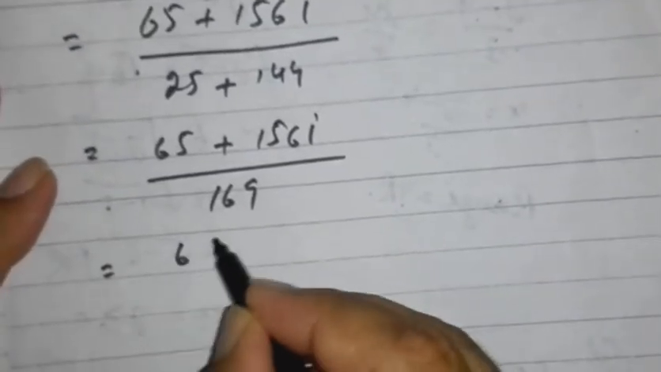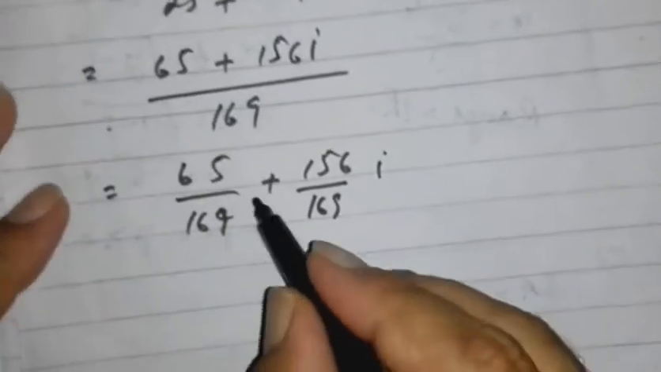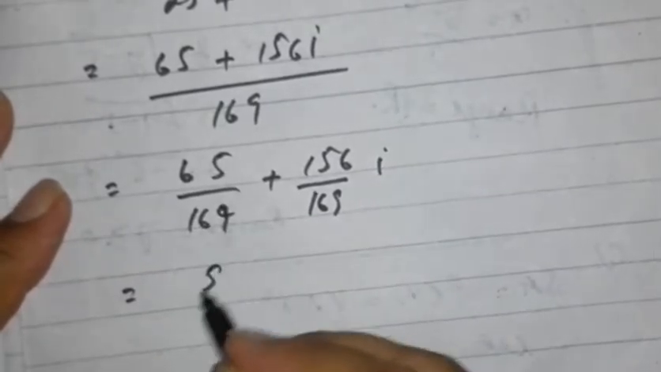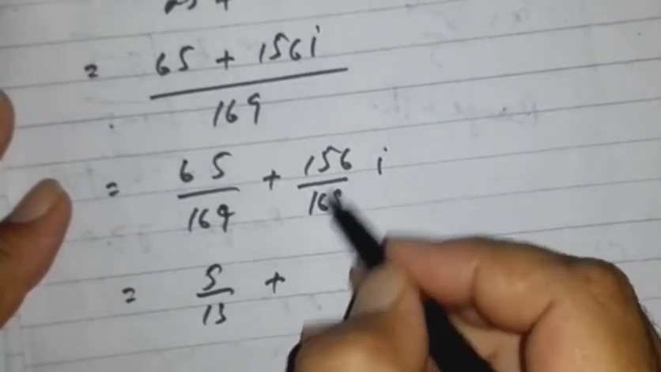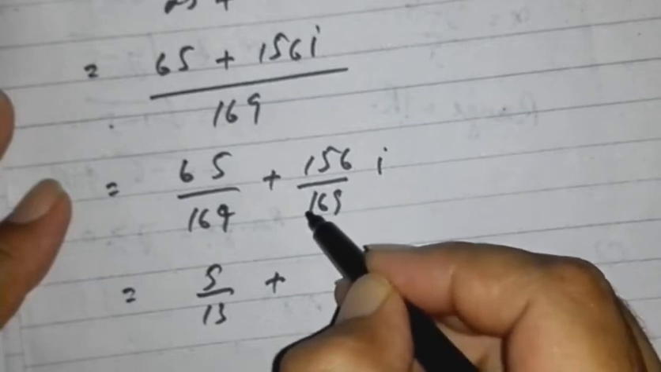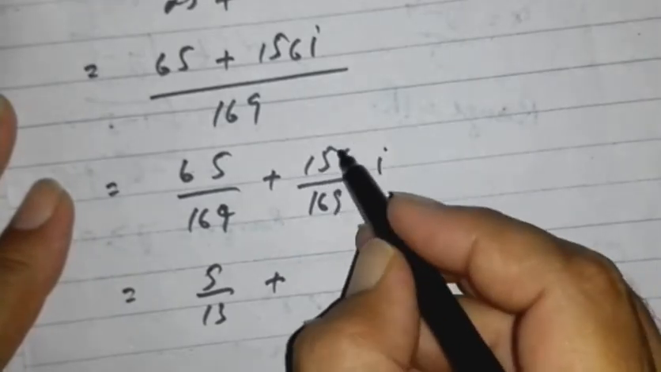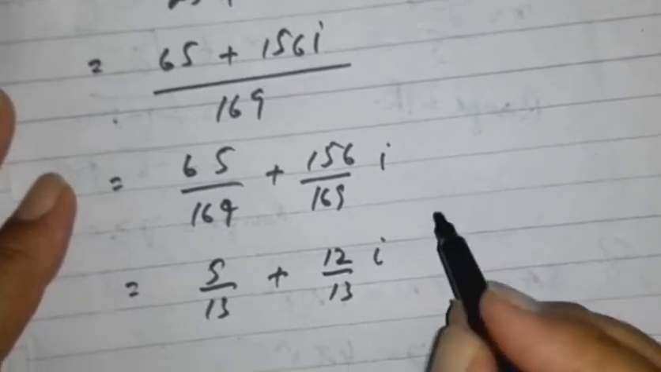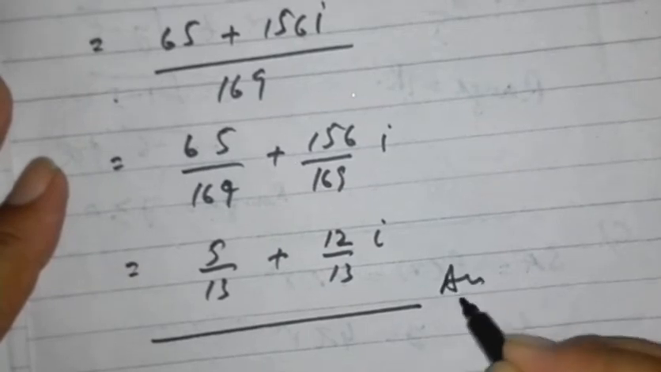So we can write it 65 divided by 169 plus 156 divided by 169 iota. Now we can simplify it. 13 5s are 65 and 13 13s are 169, so 5 by 13 plus, here 13 12s are 156 and 13 13s are 169. So here we get 12 divided by 13 iota. It is in the A plus B iota form, which is the answer.